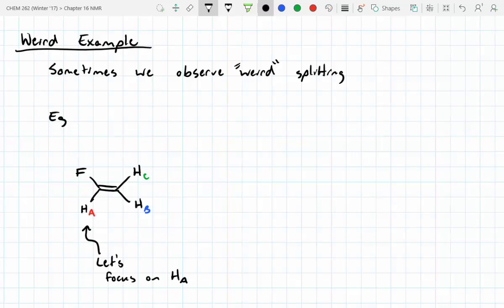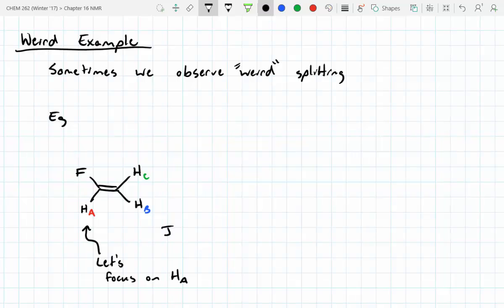So if we focus on HA, it's going to be split by HC and by HB. Typically, if we look at these, we'd say, well, we've got two 3-bond neighbors. What should it be split as? Triplet. But that assumes that both HC and HB are similar enough where they're splitting in the same way. The reality is they're splitting in a very, very different way because they're in radically different environments. So I'll show you guys what I mean by that.